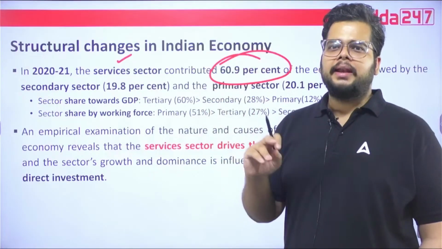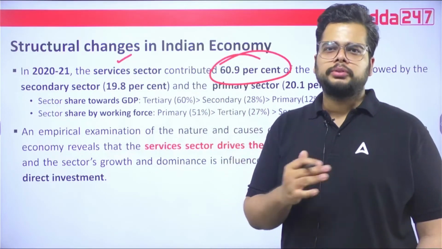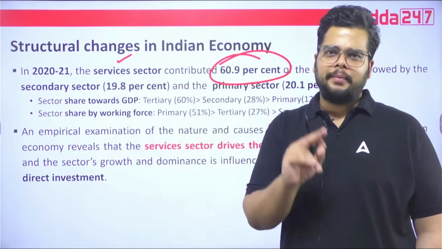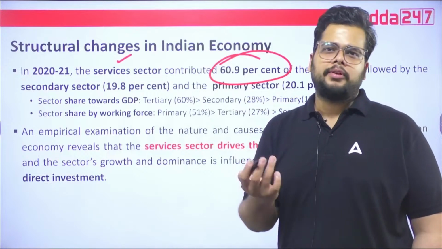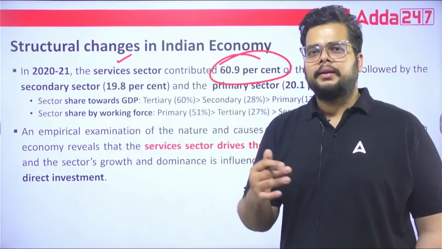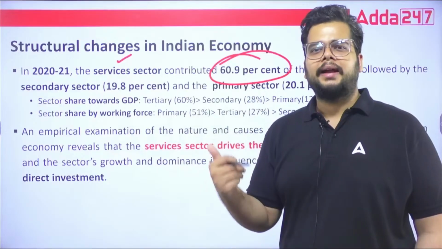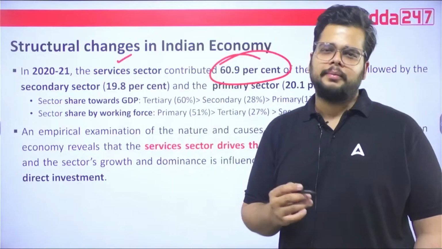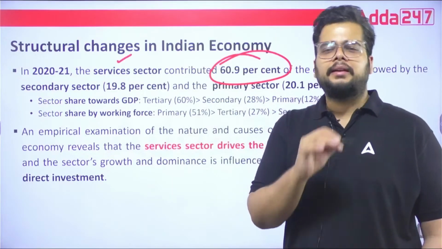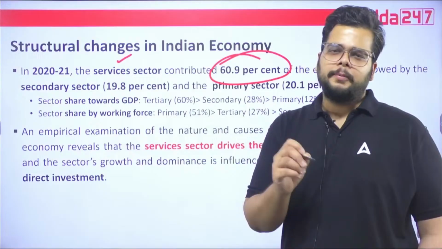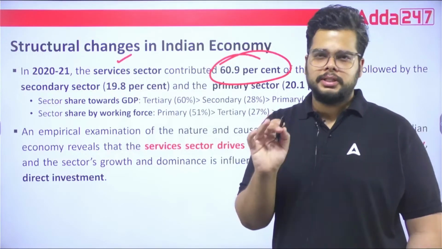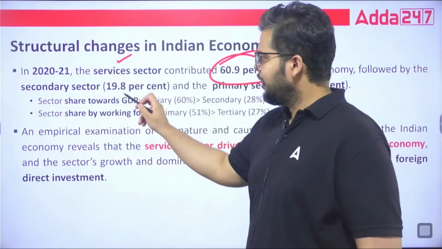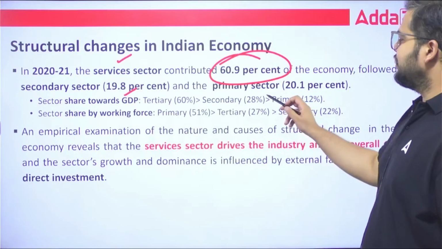Now, in India, in 1950, you will see that most of the economic activities revolved around the primary sector and maximum population was employed in that sector only. But slowly, gradually, you will find that a shift has happened and a structural change in the Indian economy is noticeable now, that the services sector is doing the maximum numbers when we talk about GDP growth. It contributes maximum to the GDP growth. So share towards GDP: tertiary, then secondary, then primary.